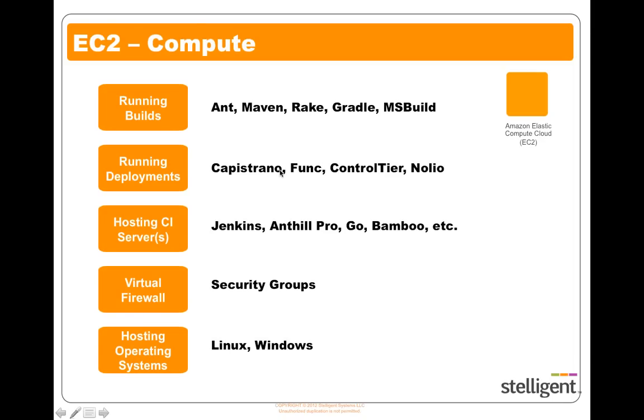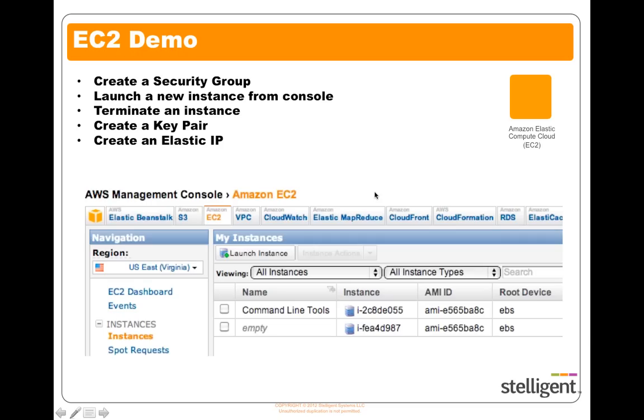If you're running your builds, all the various types of build scripts that you might be running. You're running deployments, with tools like Capistrano or ControlTier, and so forth. Hosting your CI server, you'll see an example of that. We define the creation of the infrastructure using CloudFormation and all the various resources that you need, not just the EC2 instance, but also S3 and things like that. But you can host your CI server on an EC2 instance, and then all the setup as well.